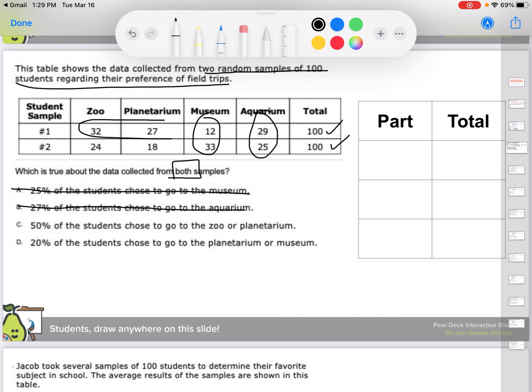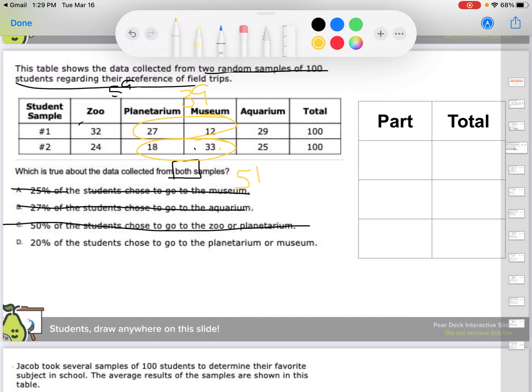So let's check that. If I add them together, I get, what, 59? I add these together, I get 42. Don't think that's right. 20% chose to go to the museum or the planetarium. So I'm going to erase this stuff. The museum or the planetarium. So when I add those together, I get 39. I add these together, I get 51.